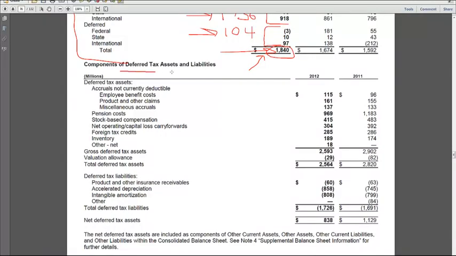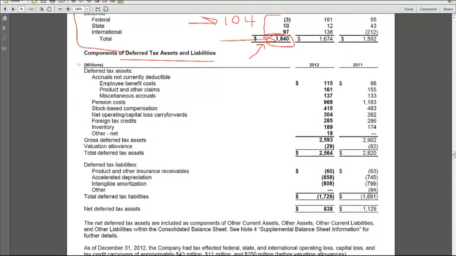Below that, we get the components of deferred tax assets and liabilities. So here we get to see all of the deferred tax assets, all the deferred tax liabilities, and the valuation allowance. So deferred tax assets, we see things like pensions and employee benefits, stock-based compensation. Here's net operating loss carryforwards, which we talked about earlier in the week. Inventory. Now, this is not LIFO FIFO because if you use LIFO for taxes, you have to use it for books. There would not be a deferred tax asset. This has to be a difference between like weighted average and FIFO. Other net, this might include all the other things that they do that create a deferred tax asset.